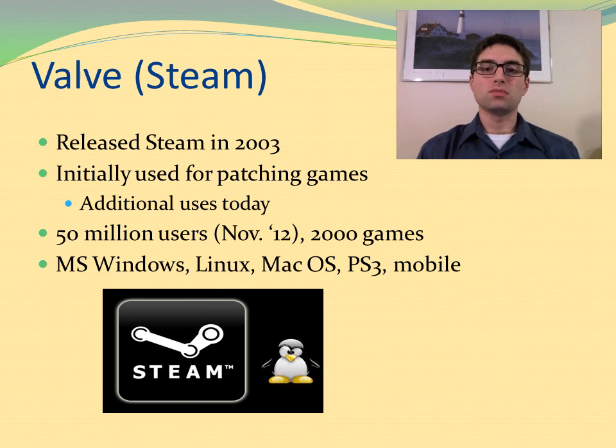Valve released Steam, their online content distribution system, in 2003. It was initially developed for patching games, but today has many additional uses, such as game distribution and registration, multiplayer services, anti-cheat protection, social community, and more recently they've added non-gaming applications.